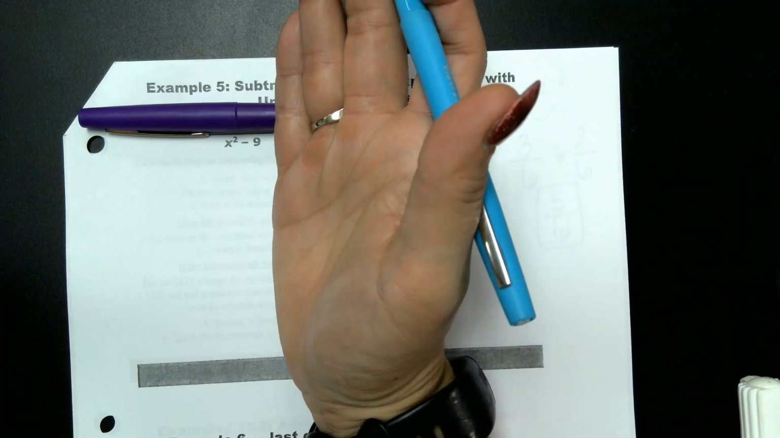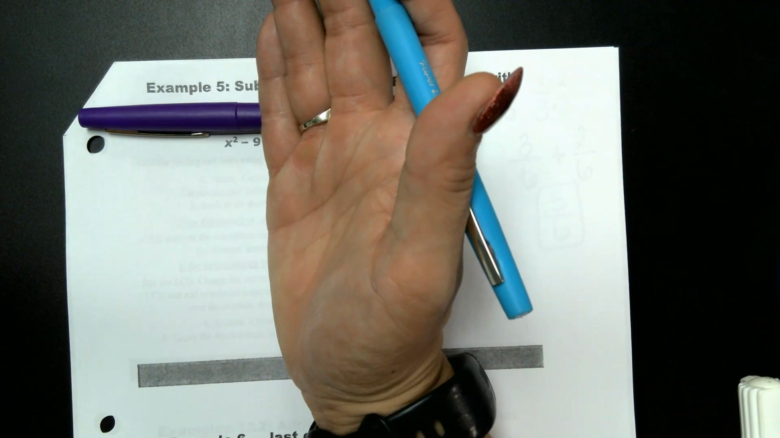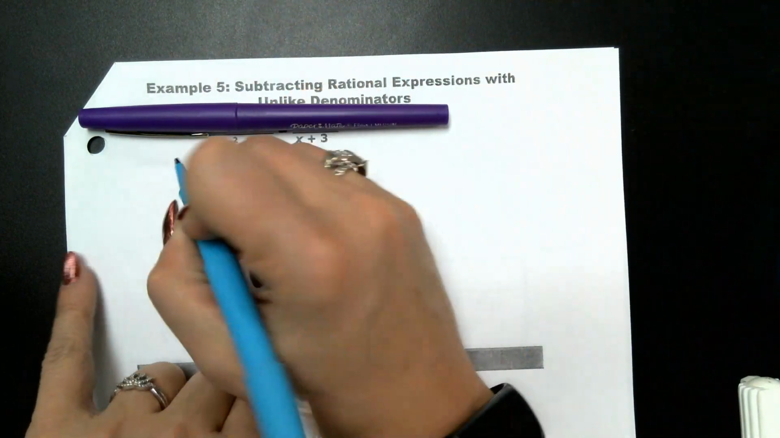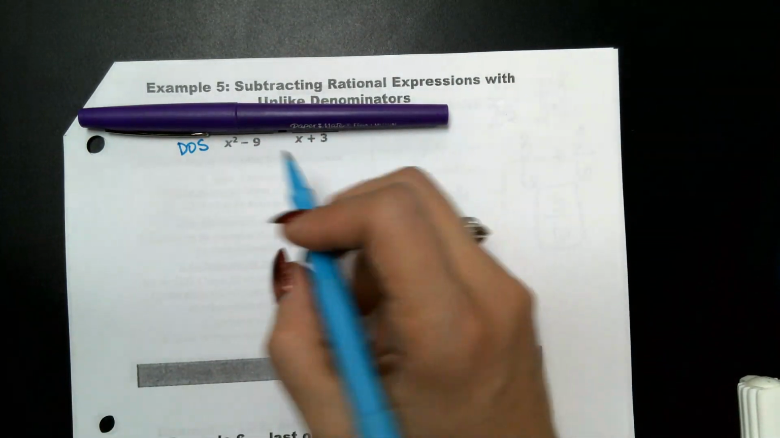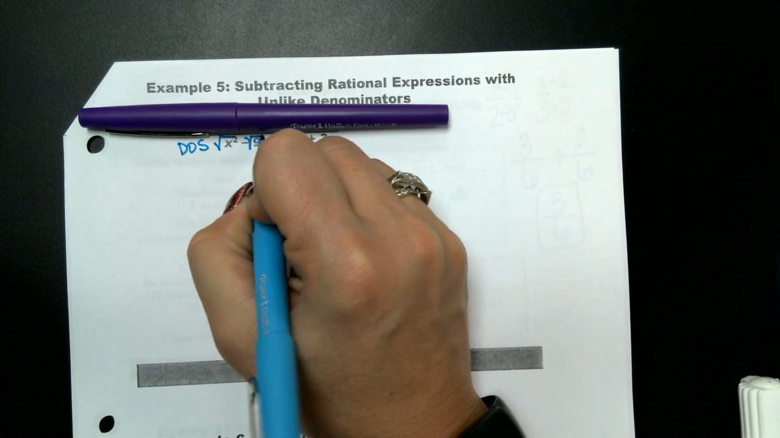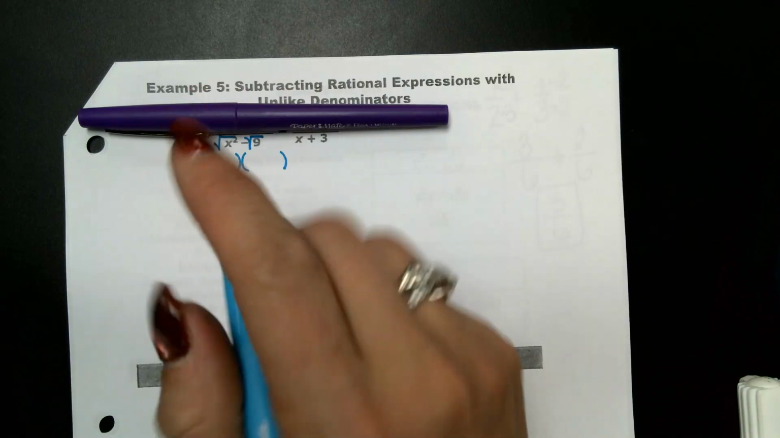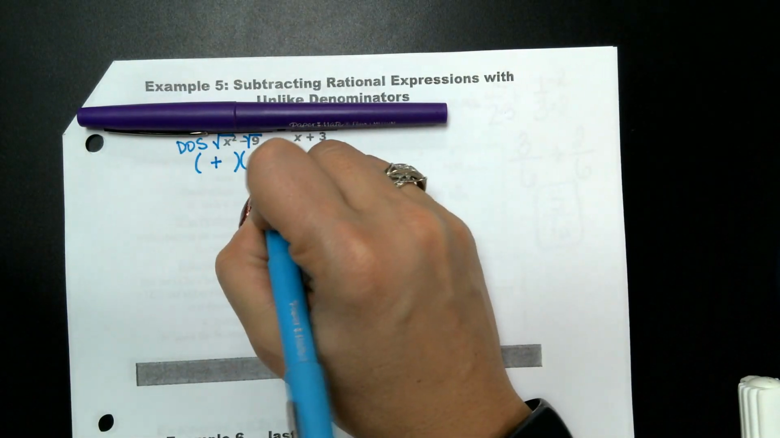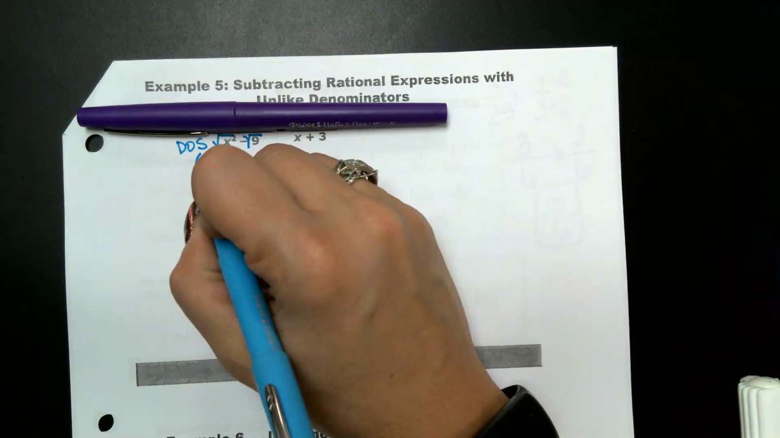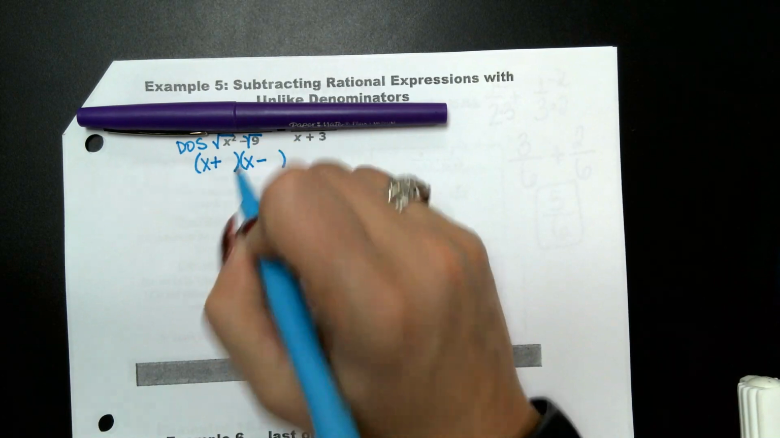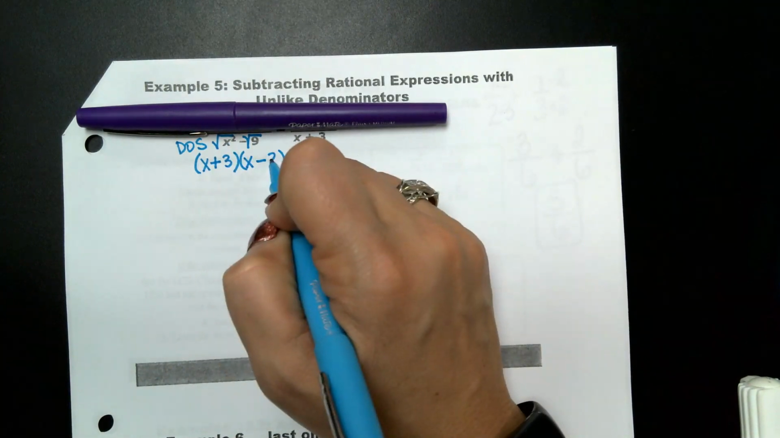X squared minus 9. What kind of factoring can we use on that? Difference of squares. So does it factor? Yes. We can use difference of squares to factor x squared minus 9. Remember, take the square root of each. You'll have two almost matching sets of parentheses, but one will have a plus and one will have a minus. What is the square root of x squared? X. So each one starts with x. And what is the square root of 9? So each one ends with 3.